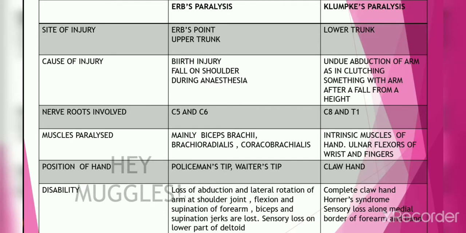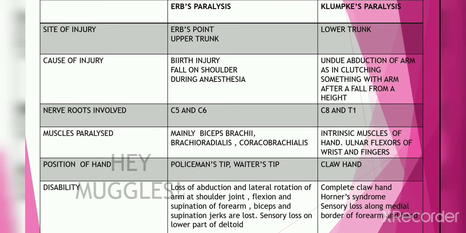So we are going to study both these clinical conditions in a tabulated form, so that along with their features, the differences between them are also clear to all of you. So first is the site of injury. In Erb's paralysis, there is an injury to the Erb's point of your upper trunk. Erb's point is a point where 6 nerves are meeting. In Klumpke's paralysis, there is an injury to the lower trunk. The nerve roots involved in Erb's paralysis are C5 and C6, whereas in Klumpke's paralysis, the nerve roots involved are C8 and T1. What is the cause of the injury?